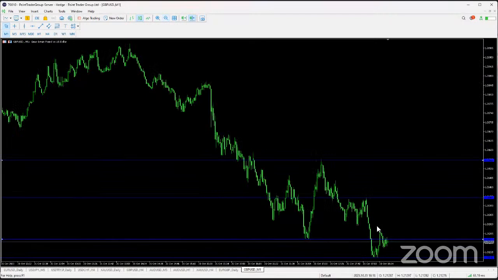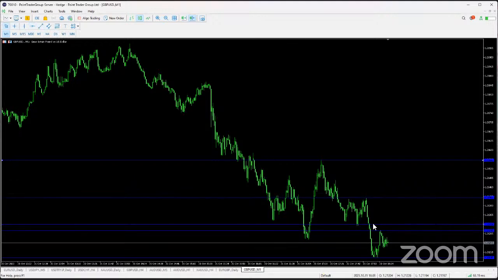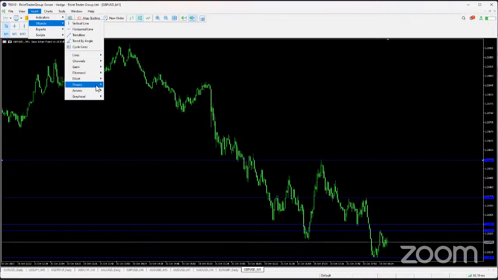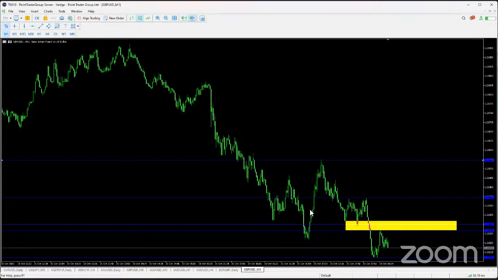So I'm gonna wait. Maybe this is gonna be a new resistance here. I'm gonna wait for the price to reach this level again, or maybe this area of resistance here. I'm not entering the market right now. I'm entering the market when the price reaches this area for the second time here.